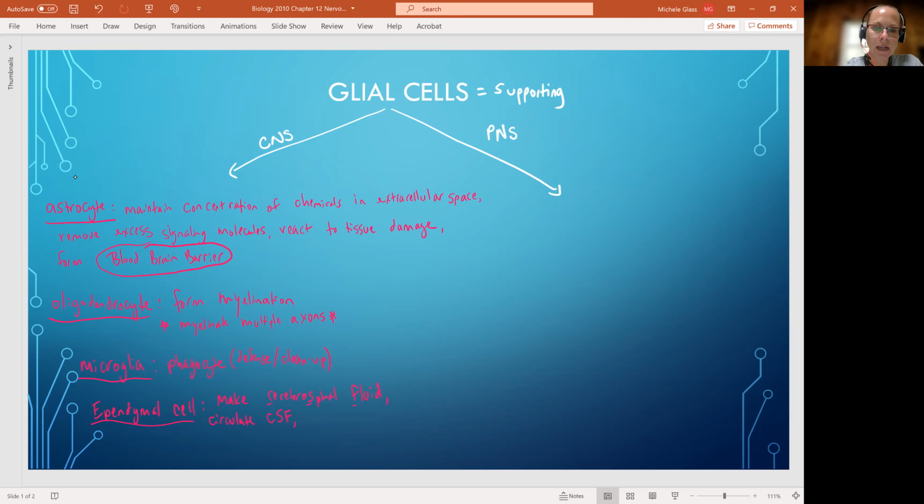When we talk about it making cerebrospinal fluid, let's make sure that we know that it's filtering and absorbing components of the blood to make CSF. And then we'll see that the ependymal cell is going to line what are called your brain ventricles. Line your brain ventricles.